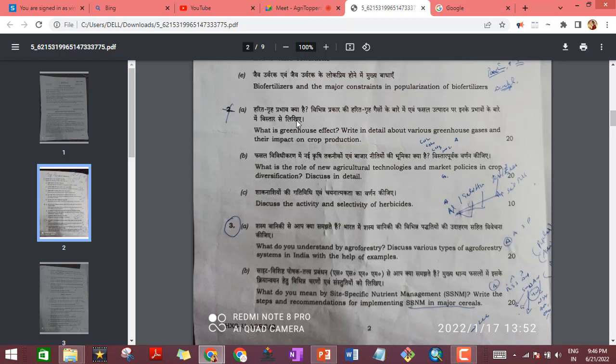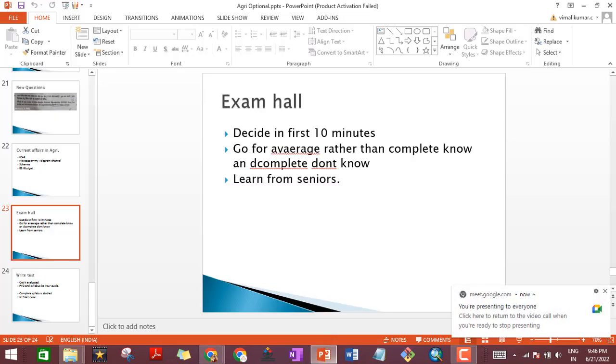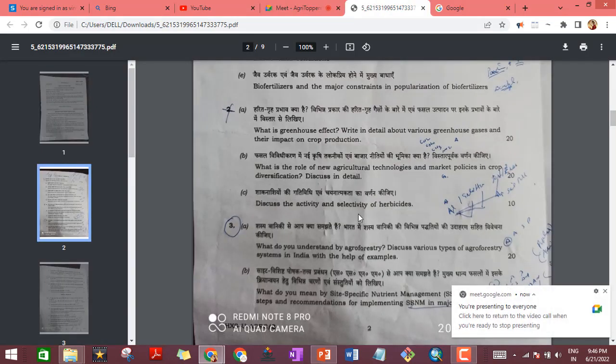So this first question, what is green? These both questions are okay, but this question, if you know properly, then only. Here you cannot bluff. So you can see here, discuss the activity and selectivity.